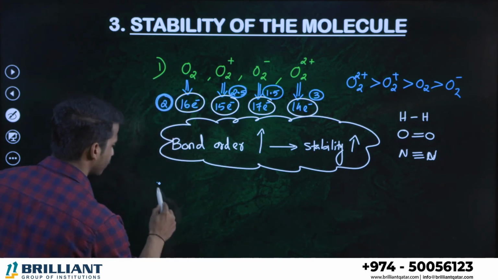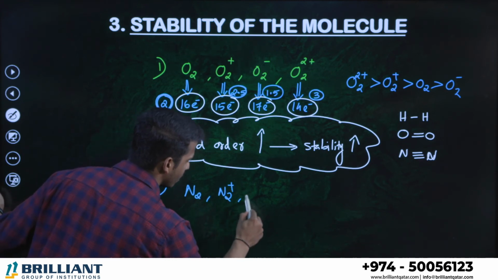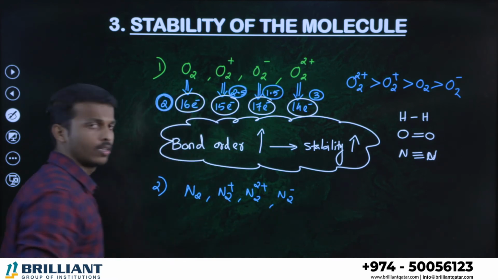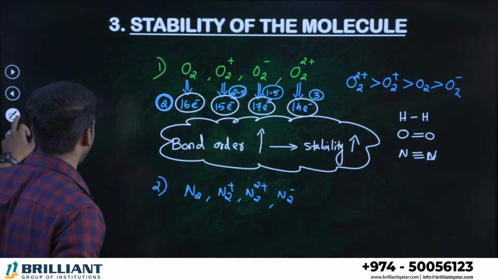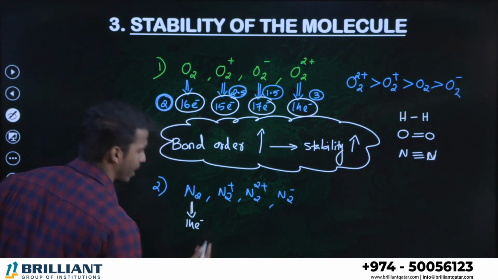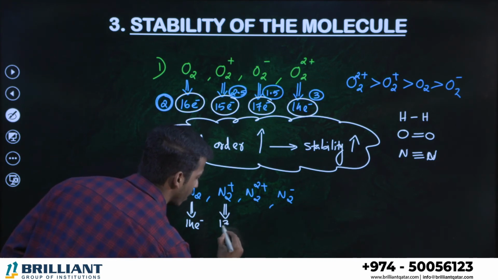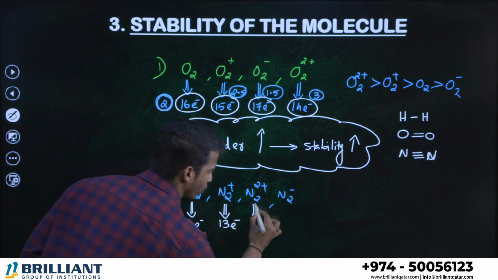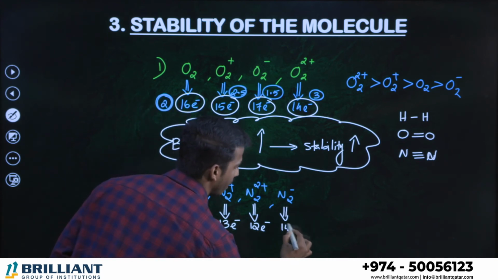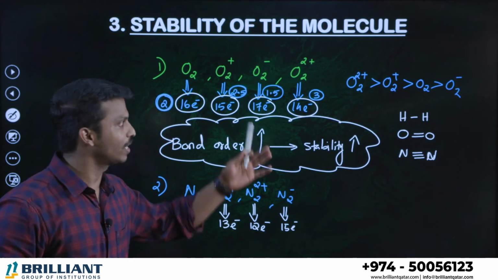For example, N2, N2+, N2 2+, N2 minus, etc. Same procedure. In the N2 molecule, how many electrons are there? 14 electrons. You can calculate the bond order from that. N2+ means 13 electrons, N2 2+ has 12 electrons, and N2 minus has 15 electrons. Can you calculate the bond order? Can you say the stability order?